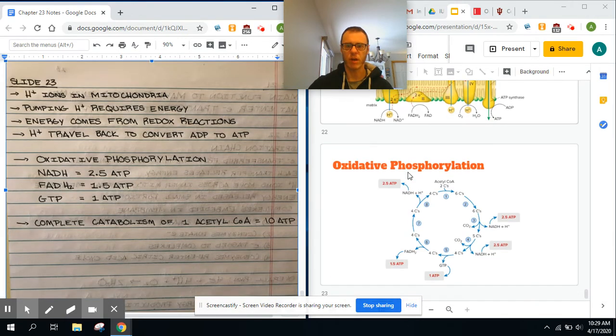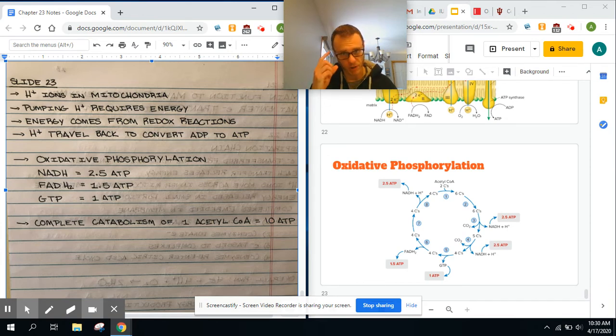All right, lastly, here we go. Oxidative phosphorylation. What you need to understand, and this is not going to be crazy, but these relationships you need. H plus ions in the mitochondria. We have to pump these H plus ions back and forth, and we need energy for that. Energy comes from the redox reactions. We're exchanging electrons, and what those H's can do is they can convert ADP into ATP. And ATP we use for energy.